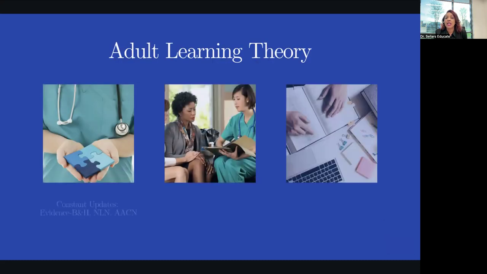All right, so as we wrap up our last few slides of content before we get to our thought-provoking question, when we engage in adult learning theory, there are 3 categories that we want you to consider.